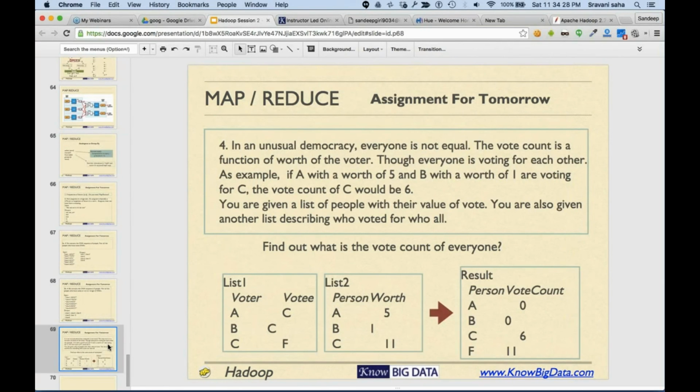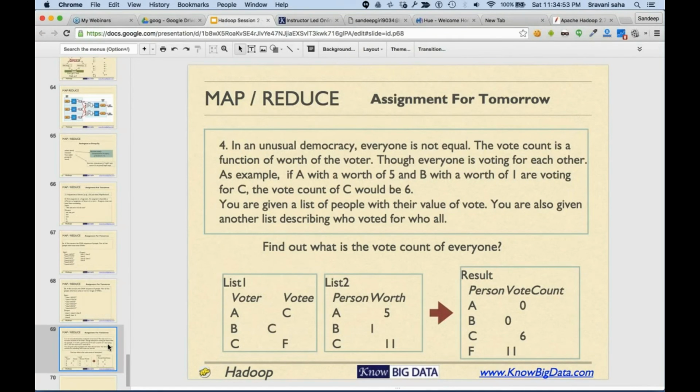So the fourth problem is that in this unusual democracy, the people who have more wealth have their vote counted more. If you have, say, $1,000 with you, that means your vote will be counted as one. $2,000 means two, and so on.